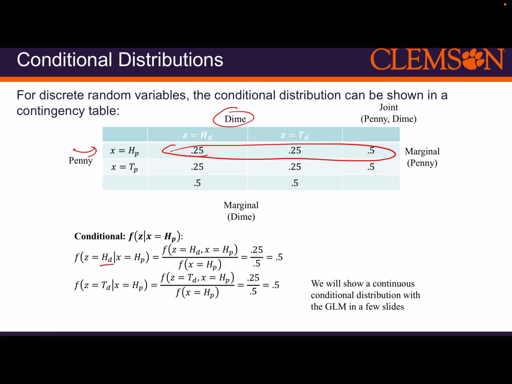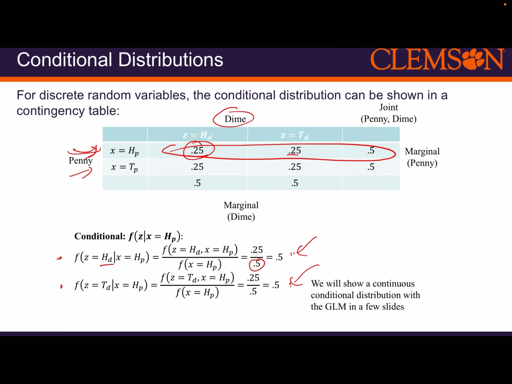Well, look here, 0.25 and 0.25. Well, we can actually calculate it using the formula from before. The joint distribution is 0.25, the marginal distribution is 0.5, so this reweights it. So literally what we're seeing is that the distribution of a dime has a 0.5 for heads and tails when the penny is a head. Same thing when the penny is a tail. Turns out that happens with independent distributions as well.